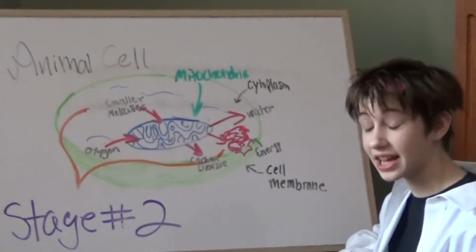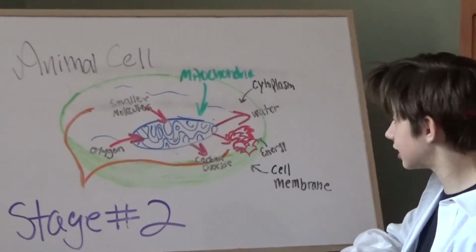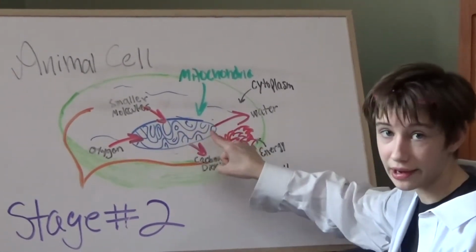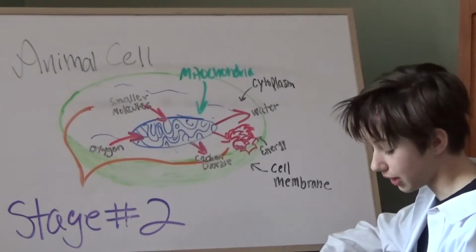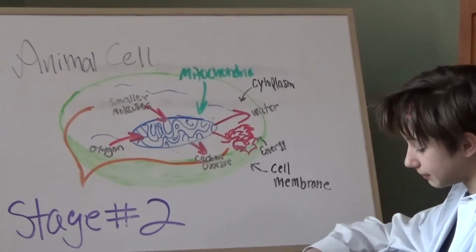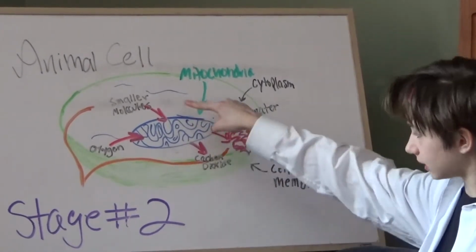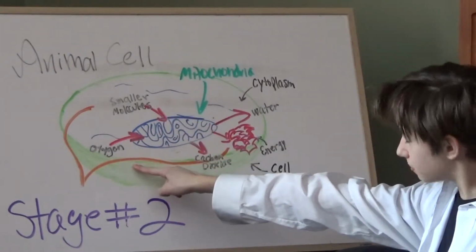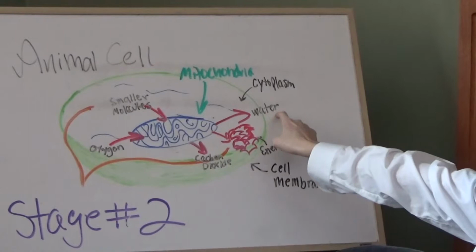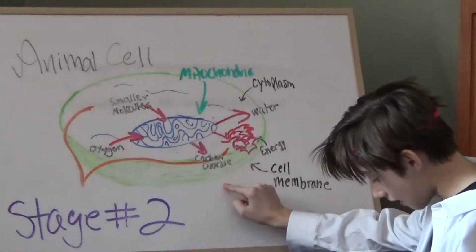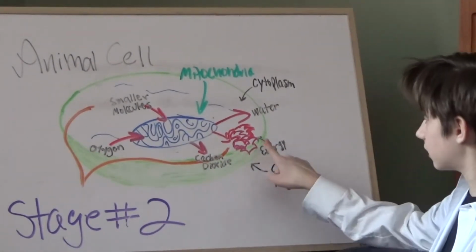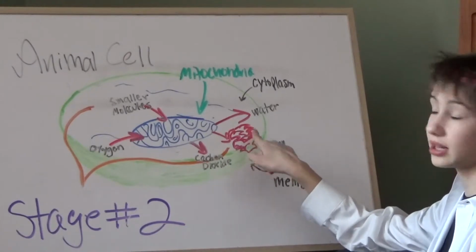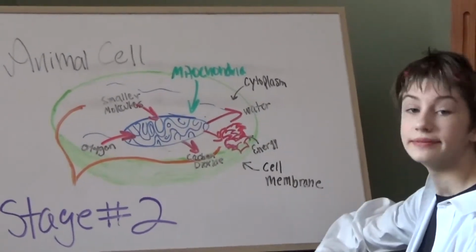The second stage of respiration, it takes place in the mitochondria, that blue squiggly thing. Well, in the mitochondria, the smaller molecules, right there, combine with oxygen to produce water and carbon dioxide. This reaction releases a large amount of energy. That's the energy right there.